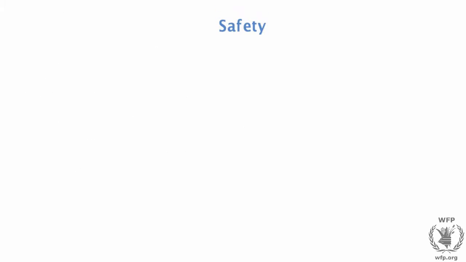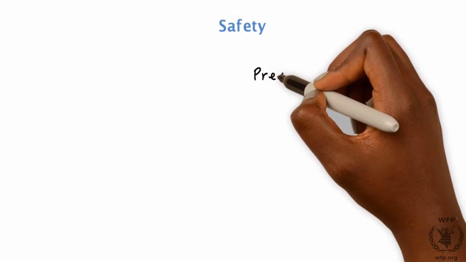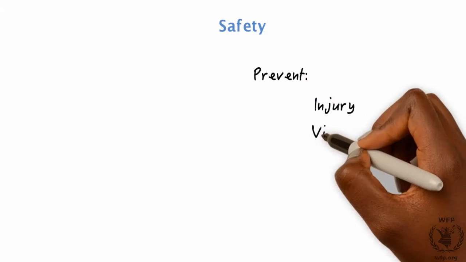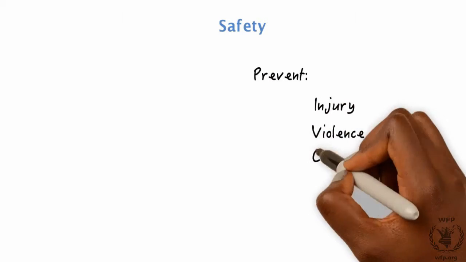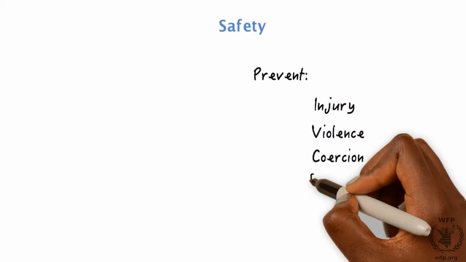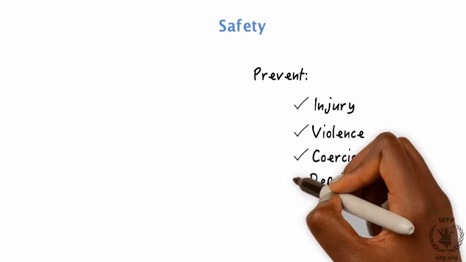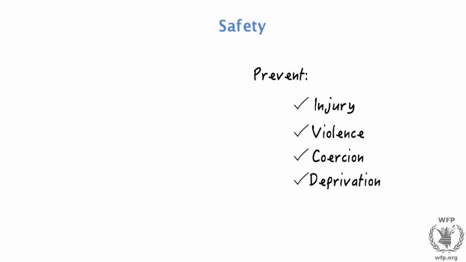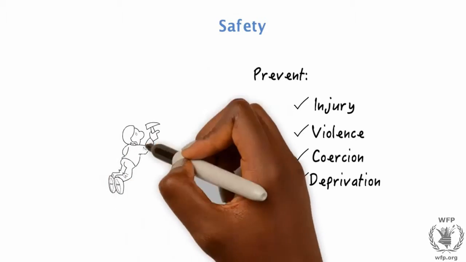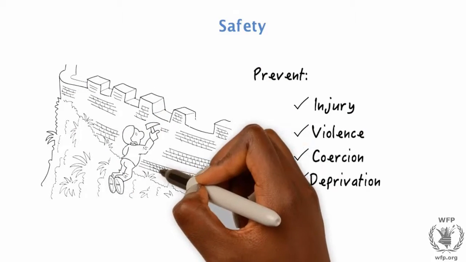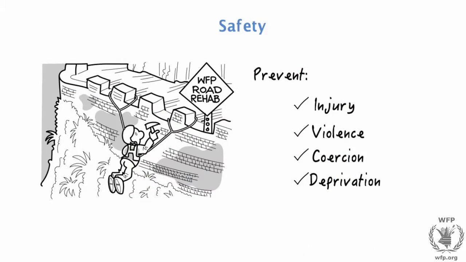The first element in WFP's definition of protection is safety. WFP must ensure that its programs do not expose people to injury, violence, coercion, or deprivation. This means WFP needs to identify the safety risks people may be exposed to through participation in our programs and try to mitigate these risks through the way we design and implement our activities.